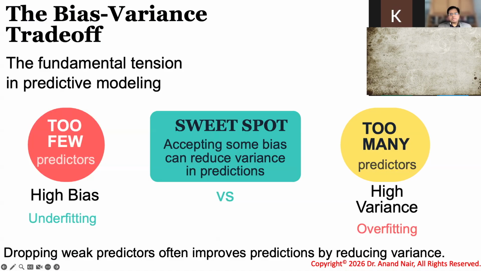Now, this brings us to the fundamental tension that we have in predictive modeling. When we have too few predictors, it creates high bias because we are underfitting the model, right? We have fewer variables, so we have higher bias and we are underfitting. On the other hand, if we have too many variables, then we have high variance. We are overfitting the model. We don't want either of them. We want to be somewhere in the sweet spot, not underfitting, not overfitting. Accepting some bias sometimes can reduce overall prediction error by cutting variance, and that's the essence of the trade-off that we want to capture here.